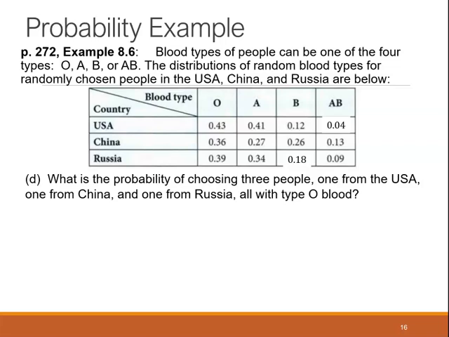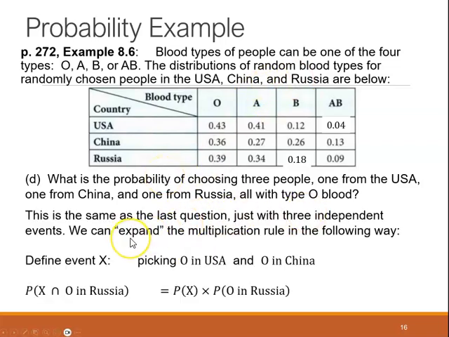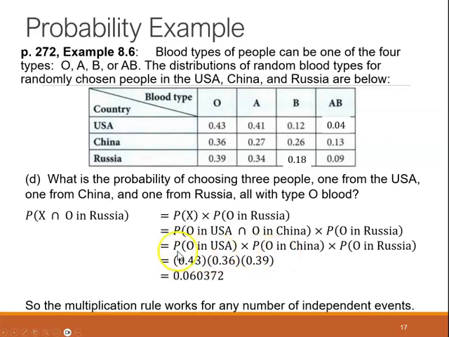All right. The next one says, what is the probability of choosing 3 people, 1 from the US, 1 from China, and 1 from Russia, and they all have type O blood? Yeah. So this is just 3 independent events. So it's just going to be the probability of O in the US times the probability of O in China times the probability of O in Russia, or just over 6%.